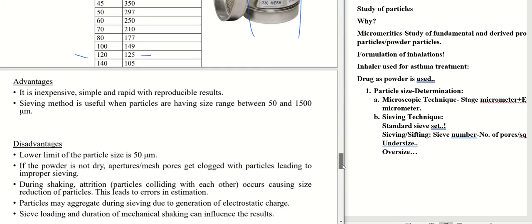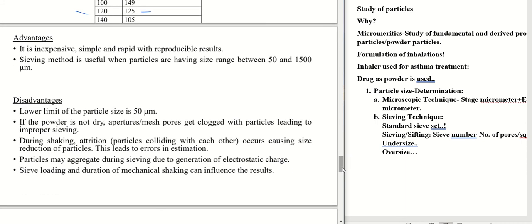Let us see the advantages and disadvantages of this method. Advantages include: this method is really inexpensive because the sieve shaker and sieve set can be easily obtained and easily conducted in the laboratory. And this method is very useful to determine sizes that range between 50 and 1500 micrometers.